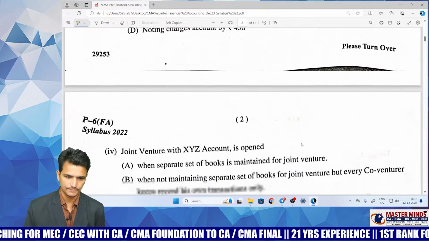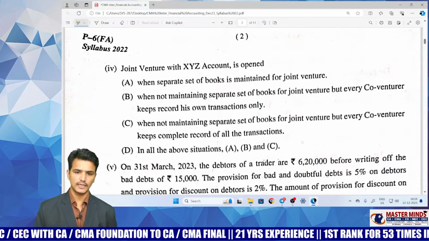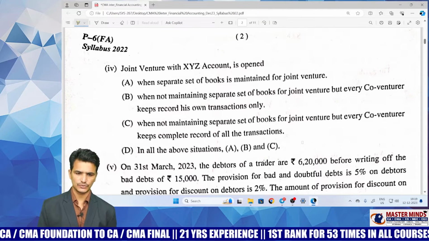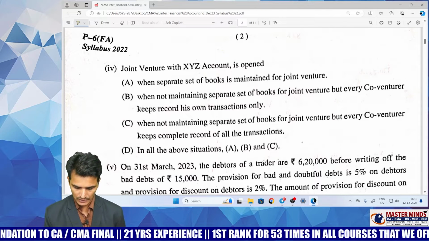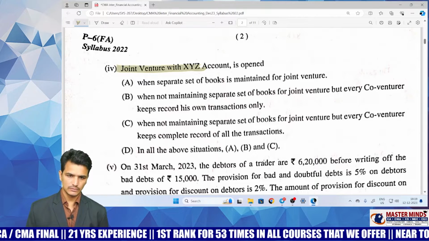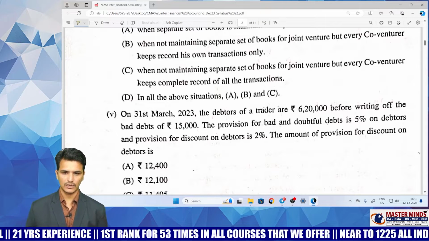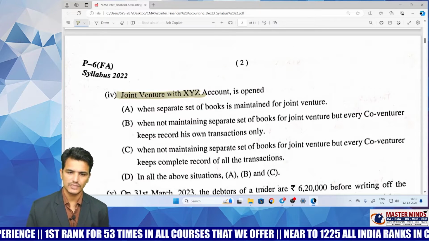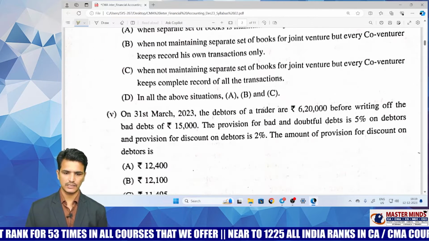And the next one is a basic question. Those who have attended the classes can comfortably answer it. This is a basic model question from the joint venture chapter. When a joint venture with co-venture account is opened, generally we have separate sets of books maintained and separate sets of books not maintained. In which case are we going to open this joint venture with co-venture account? Those who have attended the class can comfortably answer this question.